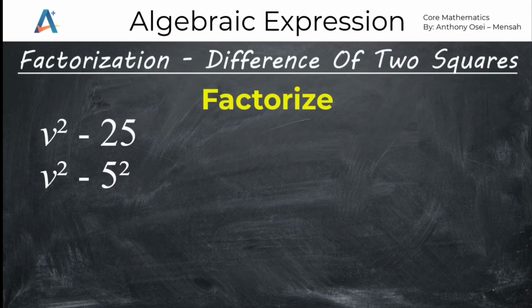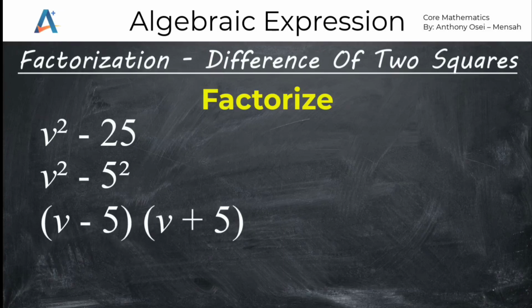So now we have arrived at 2 squares being subtracted. That is difference of 2 squares. Then we finalize our answer by drawing 2 brackets where we have v minus 5. You subtract the numbers, then you add the same numbers, v plus 5, making a difference of 2 squares.